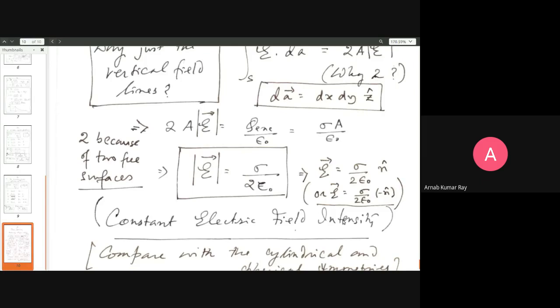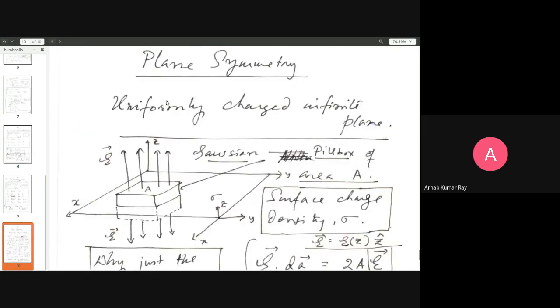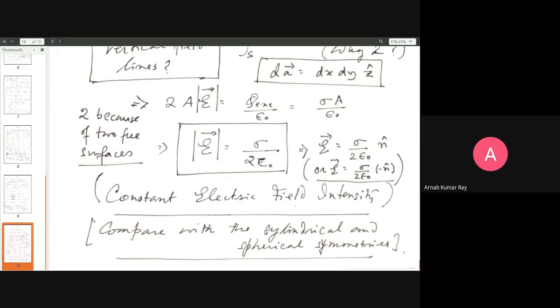So it's a constant electric field intensity. Why constant? Because you can see on the right hand side, the electric field has no variable, nothing like x, y, or z. So regardless of wherever you are, how far or how close you are to this conducting sheet, the electric field will not change in its value. So that is an important lesson.